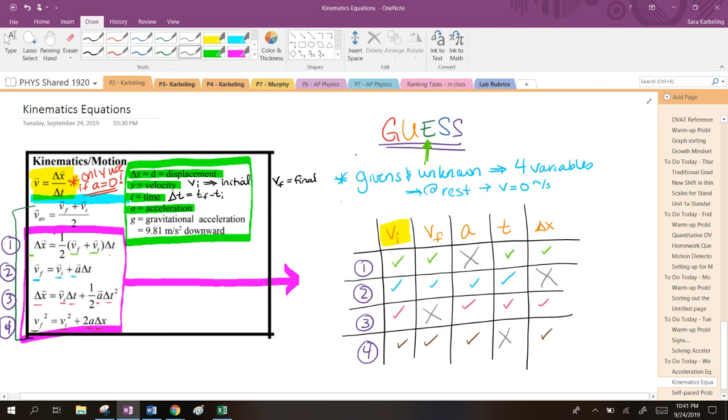So when you go through and you're making your givens list, now you can look to see which things you have. And if you have everything except acceleration, then equation 1 is the equation you want. You might need to do some manipulation or some algebra to solve, but that's the equation that's going to get you where you want to go. Hope that helps.